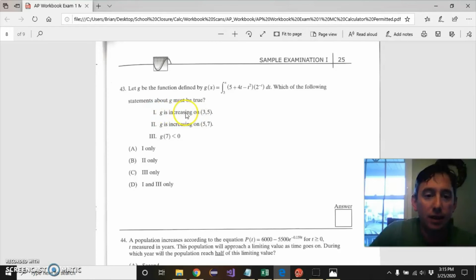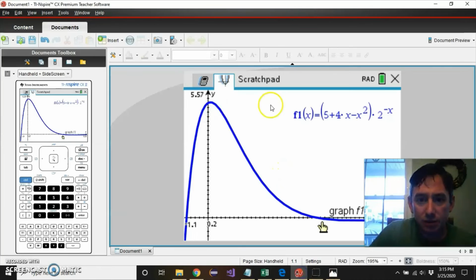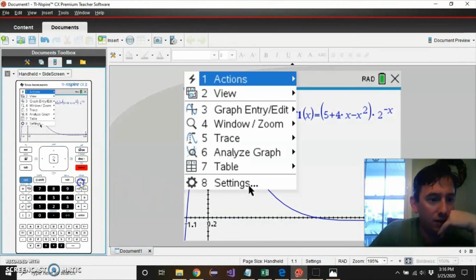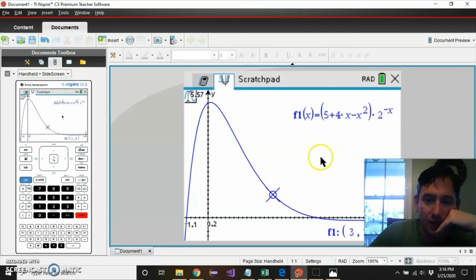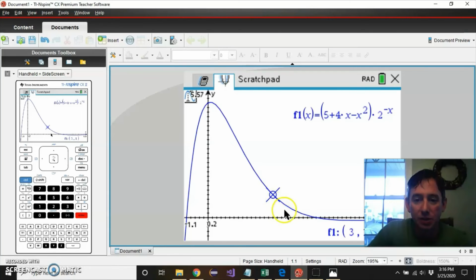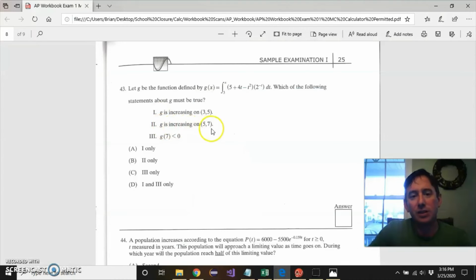For number 1 here, G is the integral from 3 to 5, and I want to know if G is increasing on the interval from 3 to 5. Well, G is the function where I start at 3, and I'm going to start integrating from here to 5, which is right there at the 0. So G is definitely increasing from 3 to 5 because I'm eating up all of this positive area. So G is getting bigger and bigger and bigger. So 1 is true.